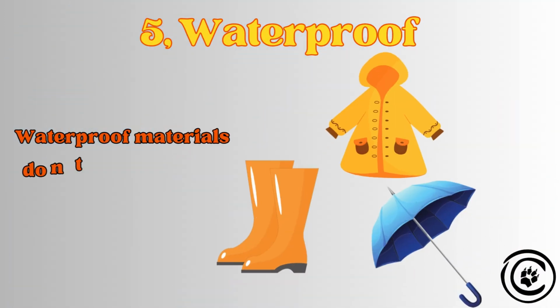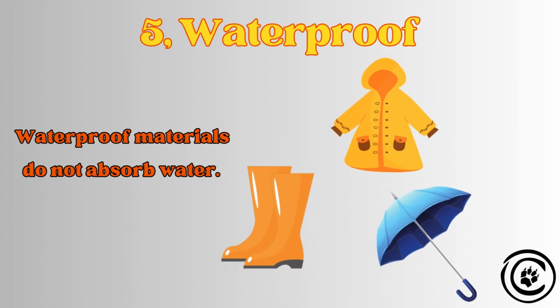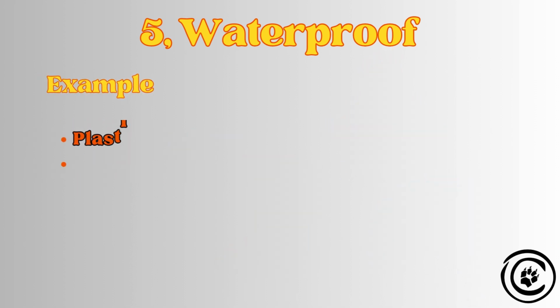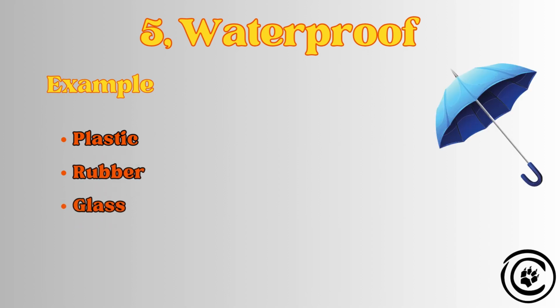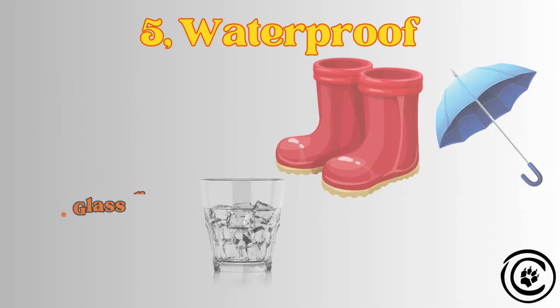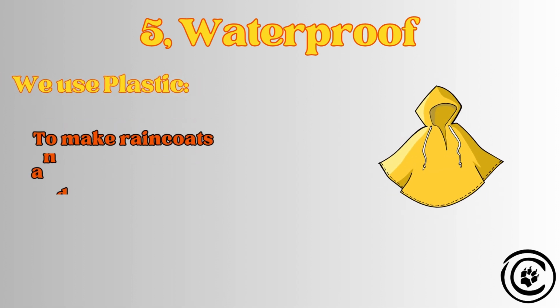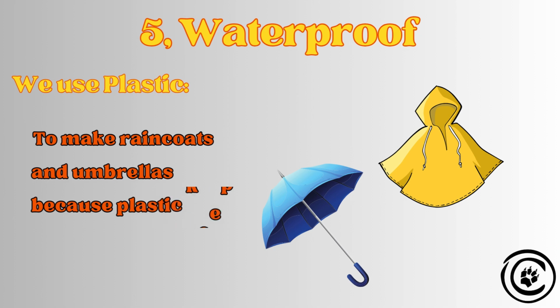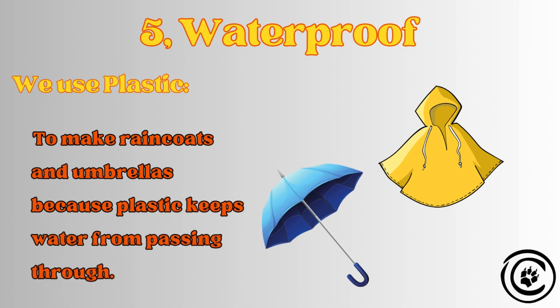5. Waterproof. Waterproof materials do not absorb water. Examples of waterproof materials are plastic, rubber, and glass. We use plastic to make raincoats and umbrellas because plastic keeps water from passing through.